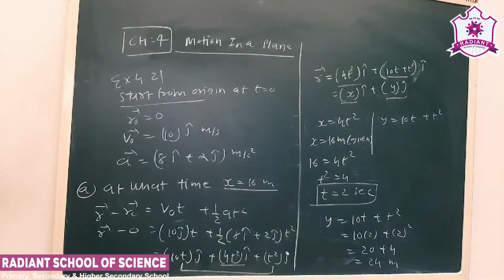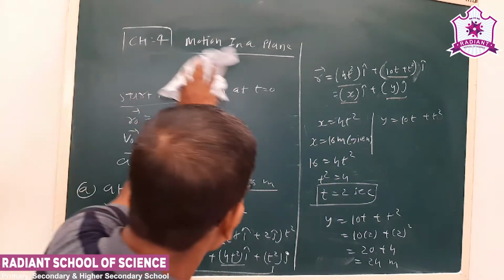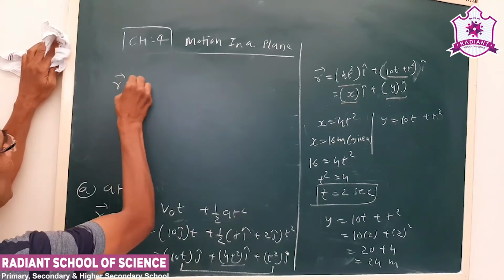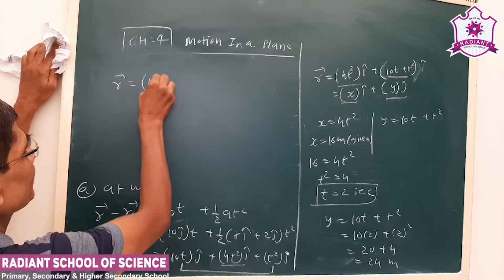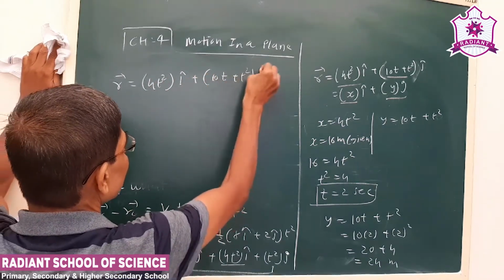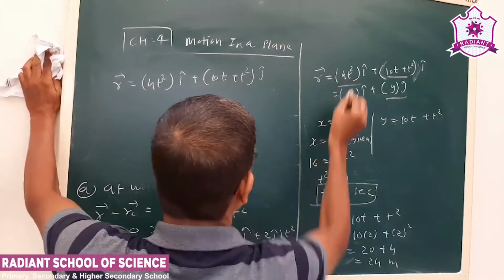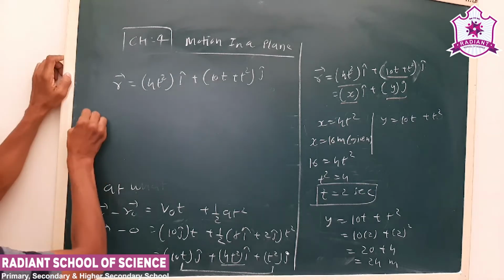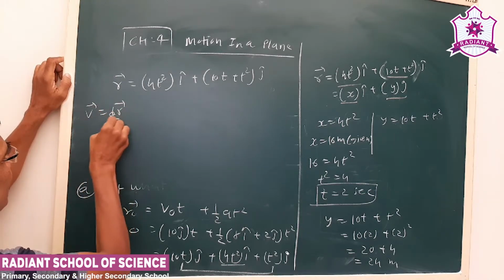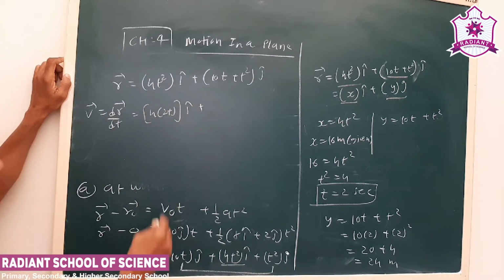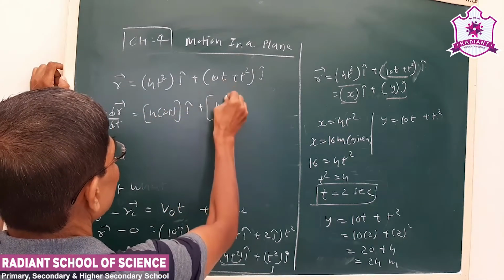Now see, we have to find out the magnitude of the velocity. Now see our equation, r has become 4t square i caret plus 10t plus t square j caret. See, this we have obtained here. Now velocity is the first derivative of displacement. So v is equal to dr by dt. 4t square derivative is 8t. 10t derivative is 10.